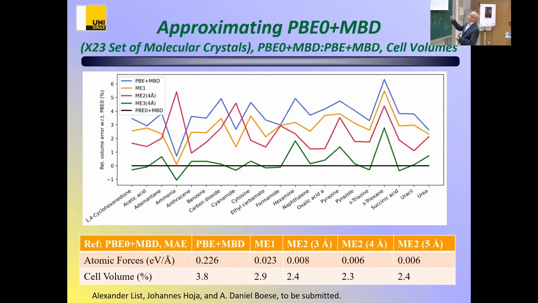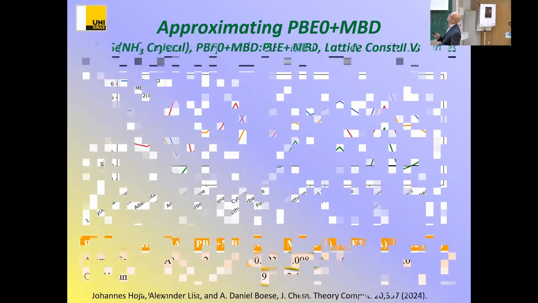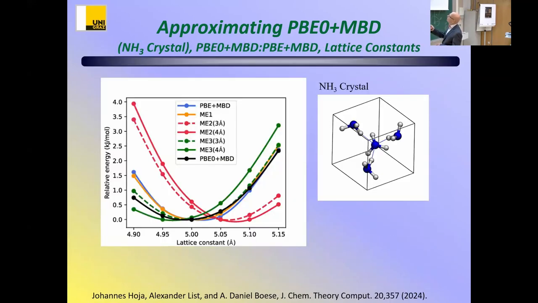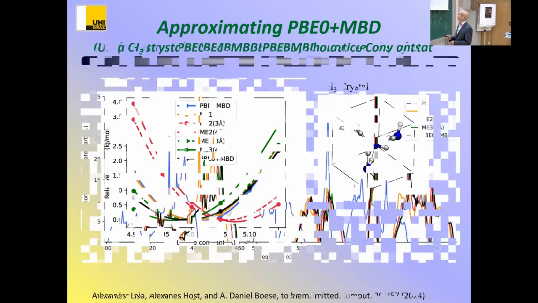Okay, you can do the same thing for cell volumes, and we see the same kind of thing. If you do the trimers, you're doing well for the cell volumes. Then you can, of course, take a look at what happened. For certain systems, the monomers and the PBE MBD have an error. One of the lattice constants is about 5 angstrom. It's very, very close to the PBE0 MBD value. The monomer is also fine, but for the dimer, it walks away and goes back at the trimer. So with the trimers you're actually fine.